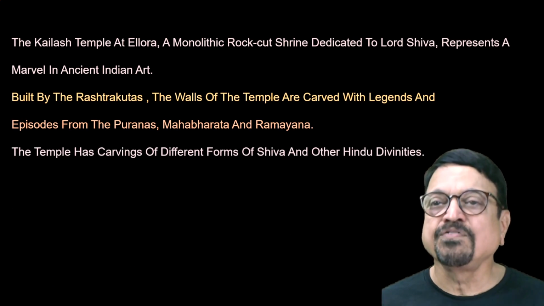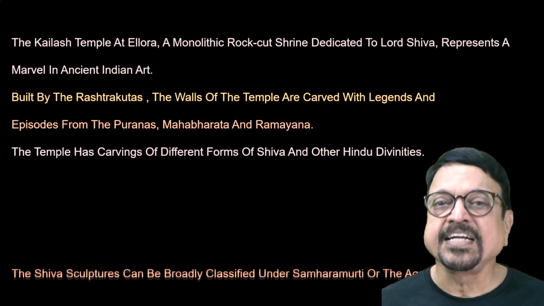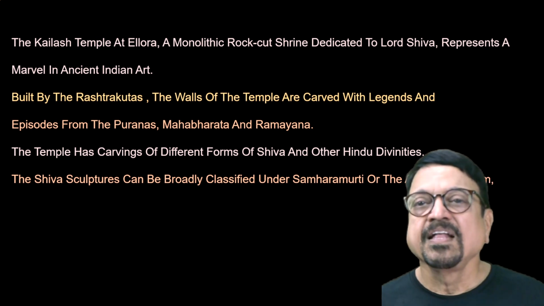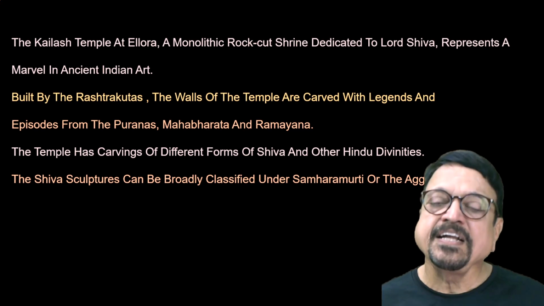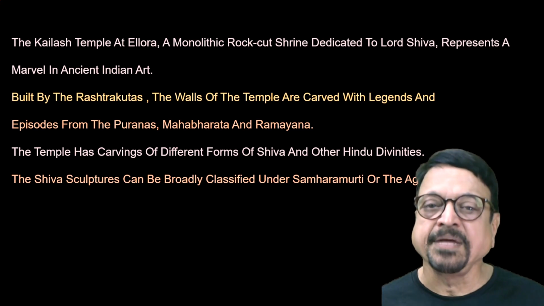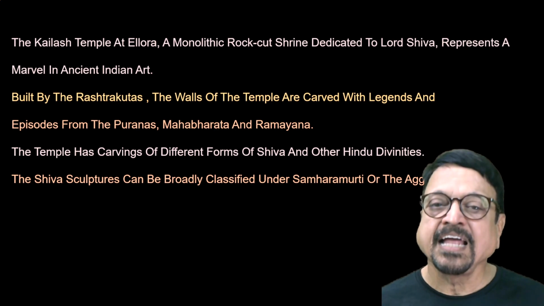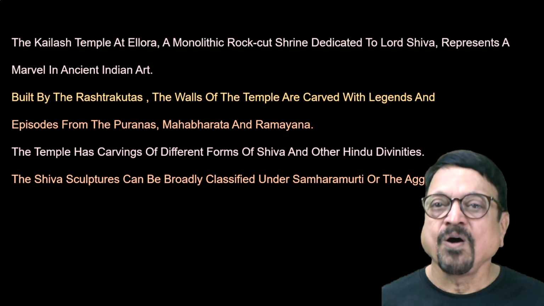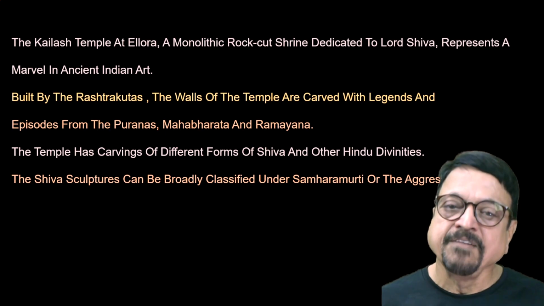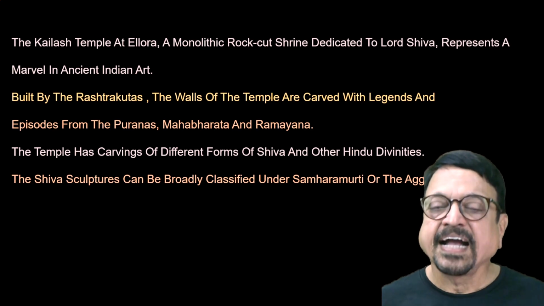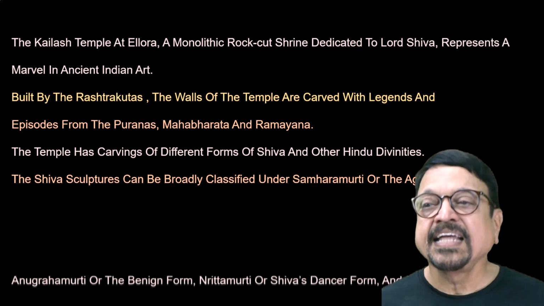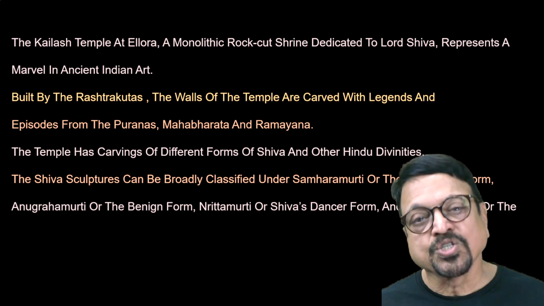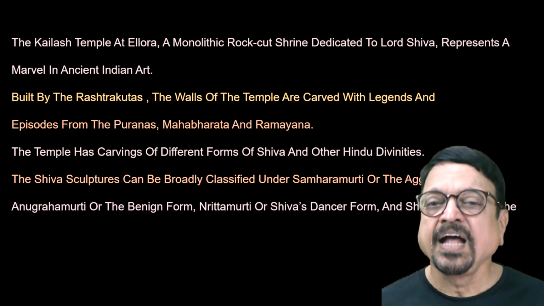The temple has carvings of different forms of Shiva and other Hindu deities. The Shiva sculptures can be broadly classified. There are different appearances in which Shiva can be. He can be in a dancing position, he can be in an aggressive position, he can be in Samadhistha, or you can call it Samhara Murti. Samhara Murti is a quiet Shiva. Aggressive forms can be a dancing Shiva, that is a Tandav, or other forms also. So all forms of Shiva are known and they are worshipped by people.